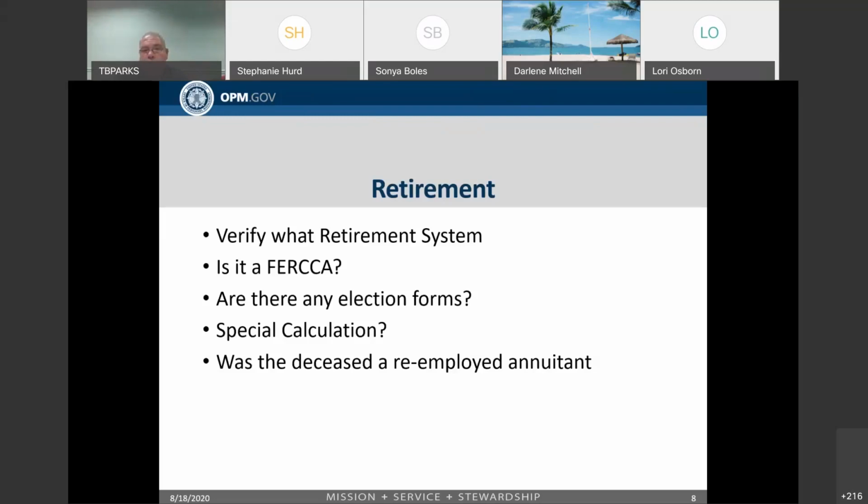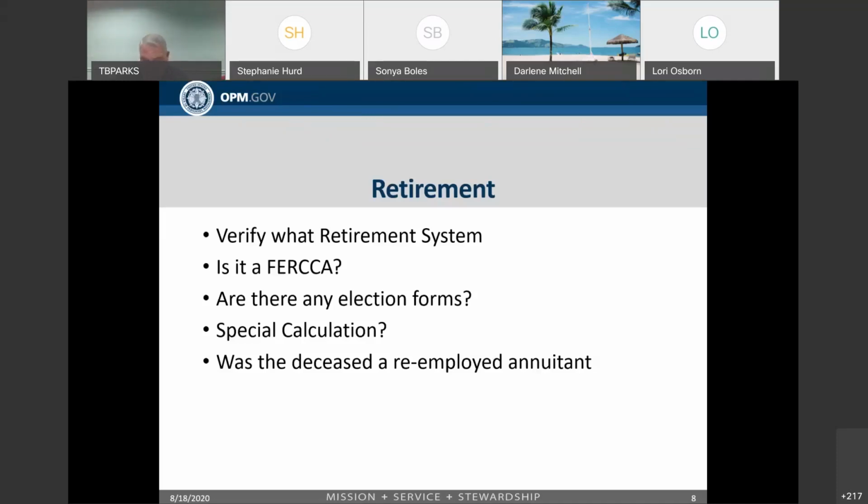Is there a FERS election coverage form? Is there any special calculation, such as law enforcement, firefighter, or air traffic controller? Per BAL 19-105, we need a certification of that service included with the package. No matter how much time there is, there would be that special calculation given for that. So we need that certification. There is no length of service required for that special calculation on the death of an employee, so we would need that.